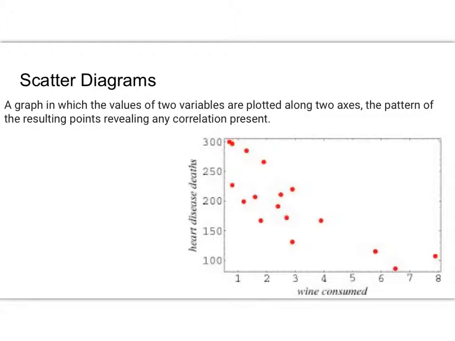Okay, so the first thing we want to talk about is the first step that you should always take when you're trying to find a line of best fit or an equation to go with your data: draw a scatter diagram or a scatter plot. That's a graph where the two values of both your variables are plotted along two axes, and that will give you some indication of what type of equation or regression you're looking for.